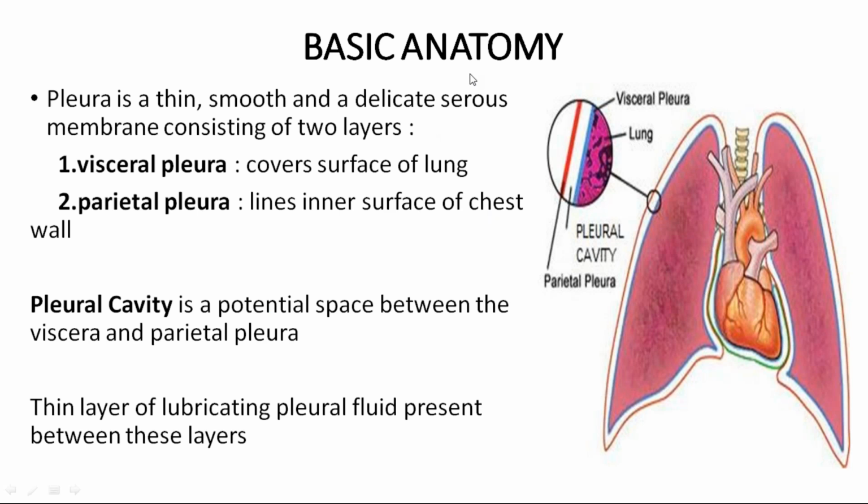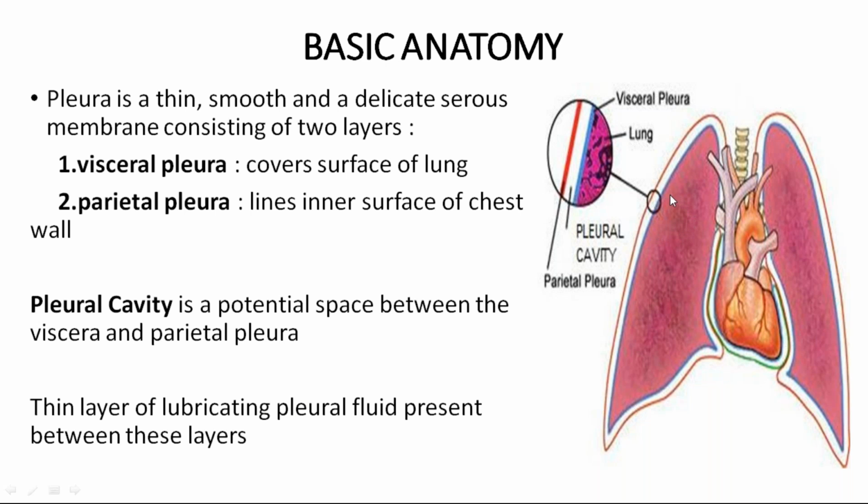Let's see the basic anatomy of the pleura. Pleura is a thin, smooth, and delicate serous membrane consisting of two layers: one is the visceral layer and the other is the parietal layer. The visceral layer covers the surface of the lung, whereas the parietal pleura lines the inner surface of the chest wall. Pleural cavity is a potential space between the visceral and the parietal pleura. A thin layer of lubricating pleural fluid is present between these layers.